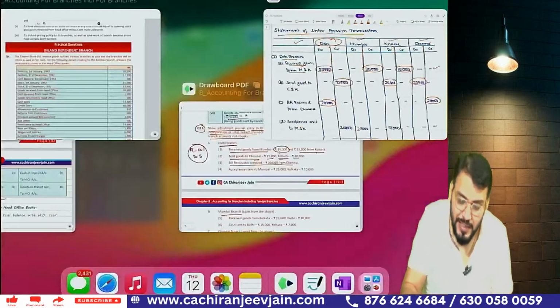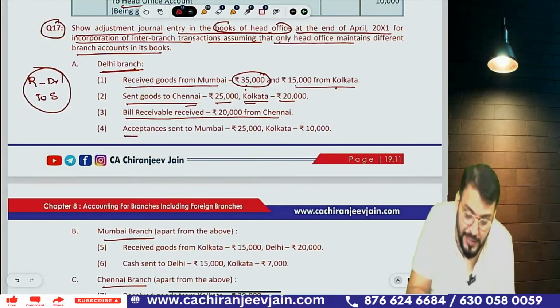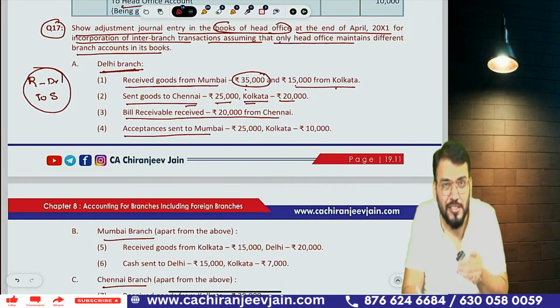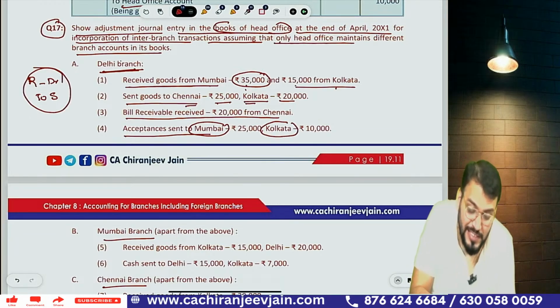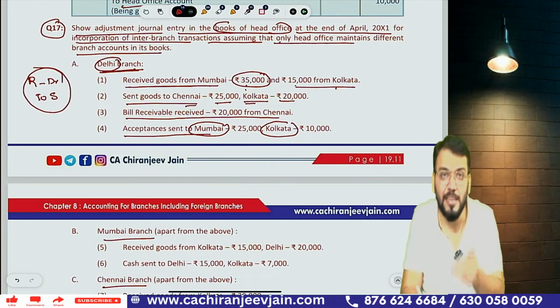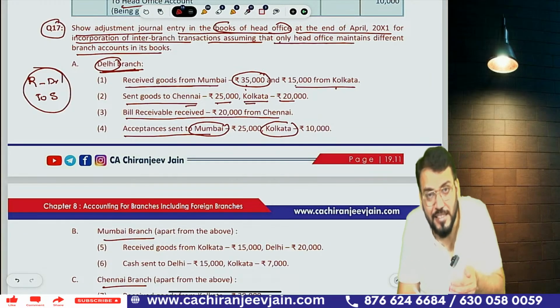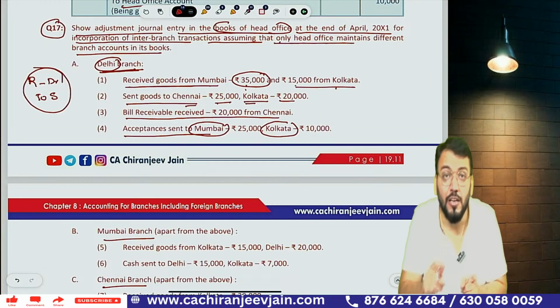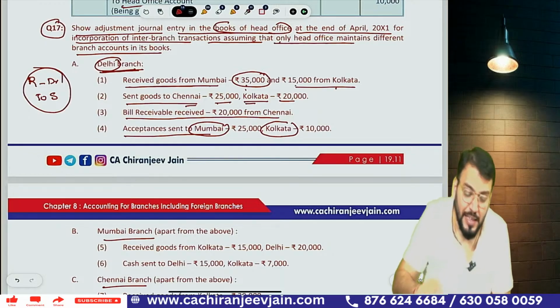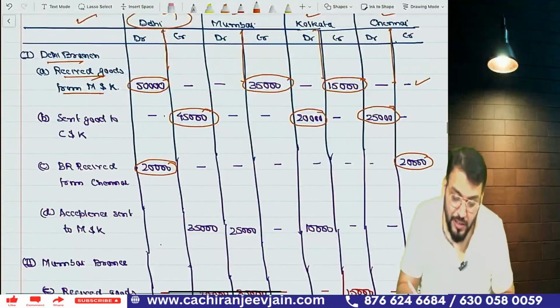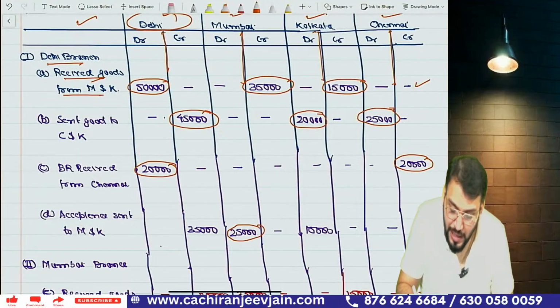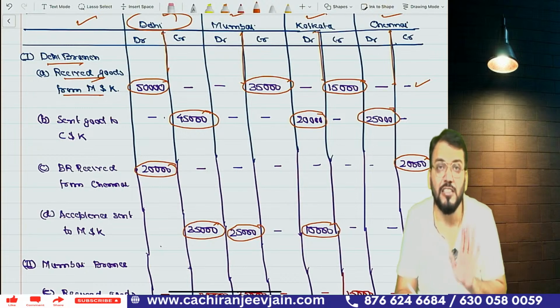Got this point? The next transaction was acceptance sent to Mumbai. Acceptance sent to Mumbai means who has received the bill? Mumbai has received the bill, Kolkata has received the bill, and who has sent the acceptance? Delhi has sent the acceptance. So Delhi has sent the acceptance to Mumbai and Kolkata. So Mumbai and Kolkata will be debited and Delhi will be credited. Got this point? You can see in my answer that Mumbai and Kolkata have been debited and Delhi has been credited by the total amount, that is 35,000.